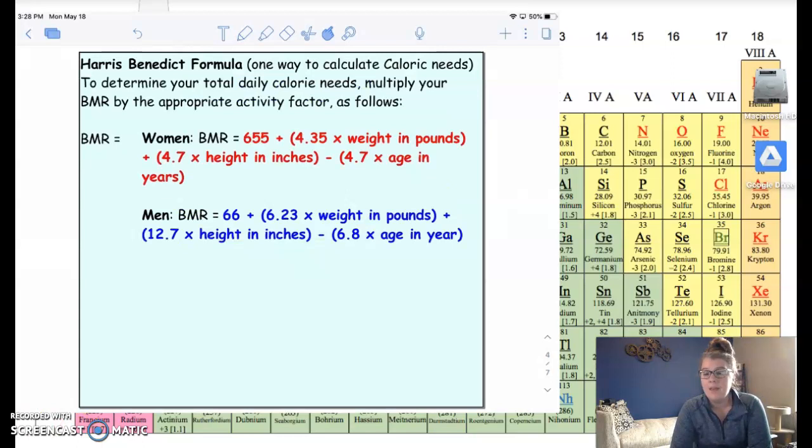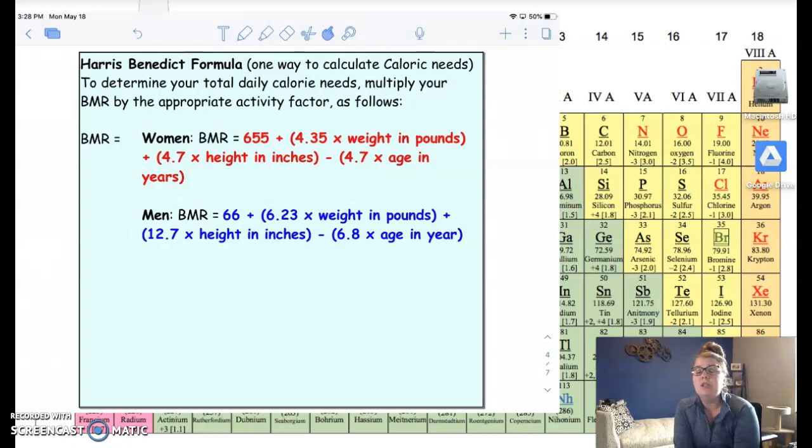So this is just for fun. This is nothing that you'd be quizzed or tested on. But you might know that the average person needs to consume 2,000 calories in a day. Now we know that's kilocalories in a day, right? But obviously people are vastly different.